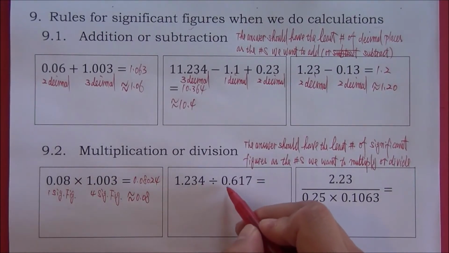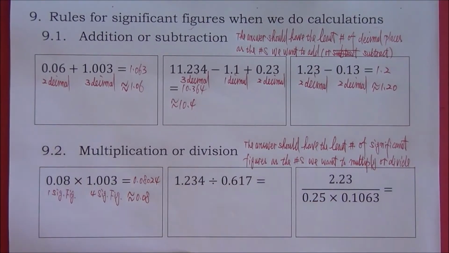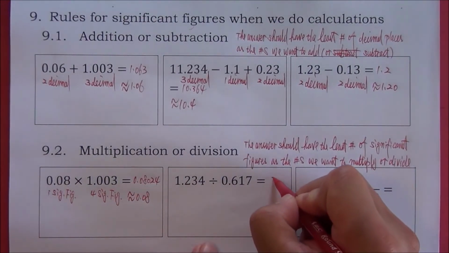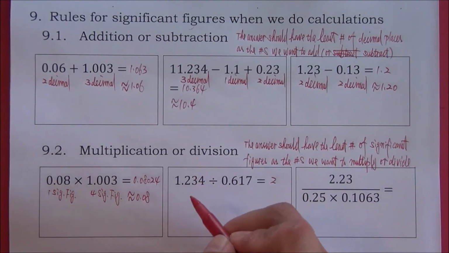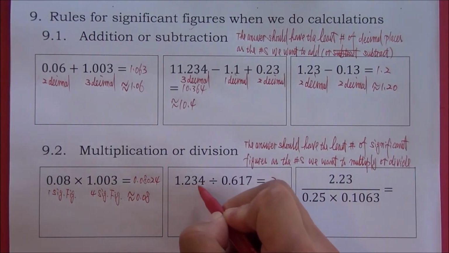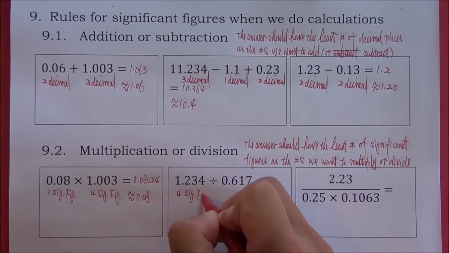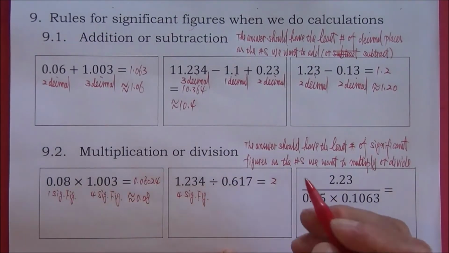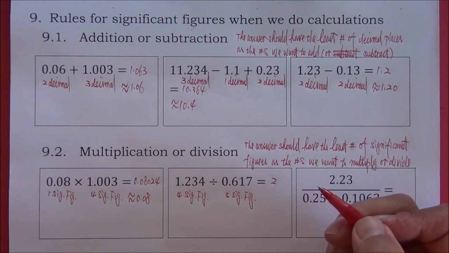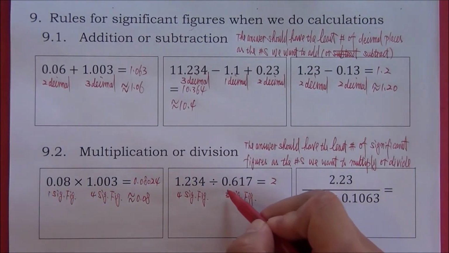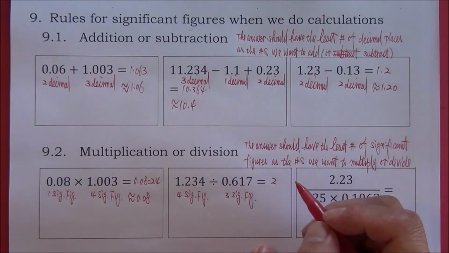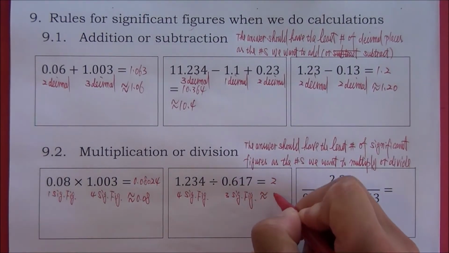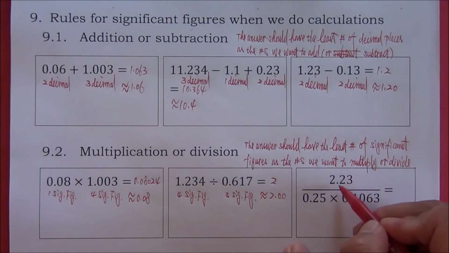1.234 divided by 0.617. If we plug these two numbers into a calculator, we get 2 as the answer. Then we can count how many significant figures for each number. The first number has 1, 2, 3, 4 significant figures. The second number has 1, 2, 3 significant figures. According to the rule, the final answer should have only 3 significant figures. So we should write down our final answer as 2.00. Let's look at the last example.